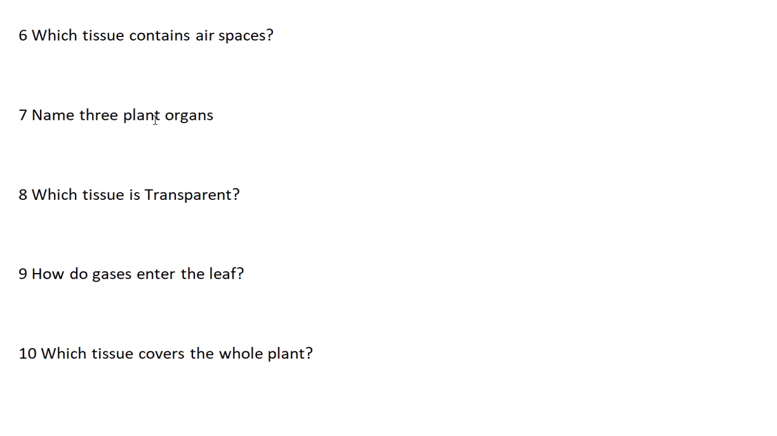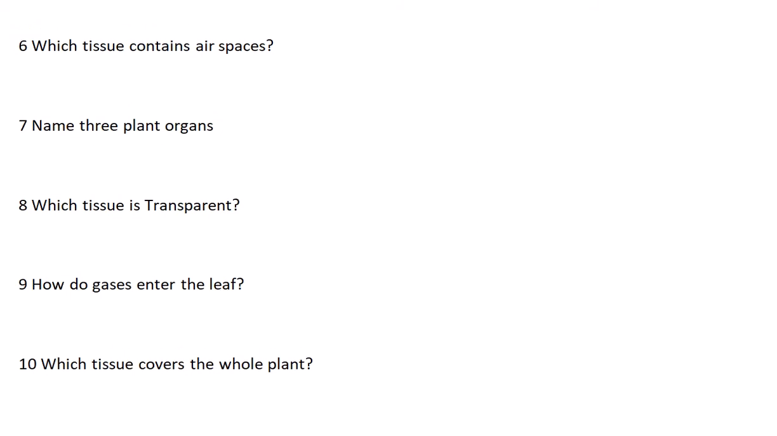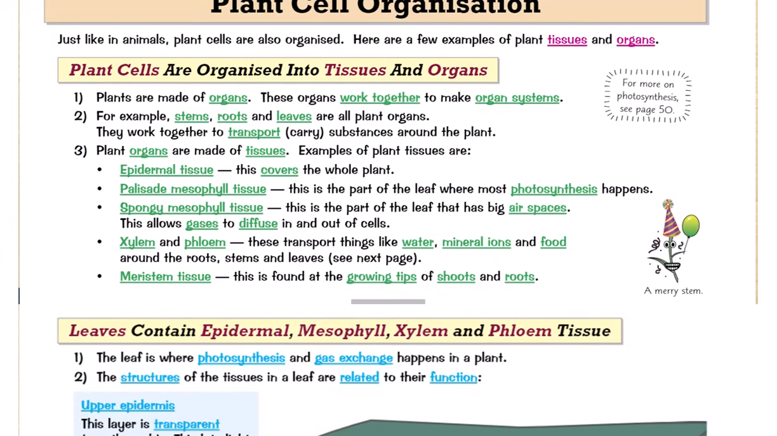Name 3 plant organs. Now, not too difficult this one. For example, stems, roots and leaves are all plant organs. Okay, they're built from tissues and they do a particular job.